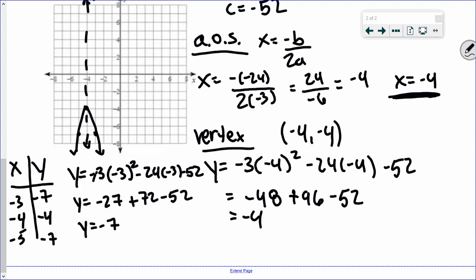Alright. So that's what I want you guys doing on your homework. Find the axis of symmetry, the vertex, and then make your t-chart.